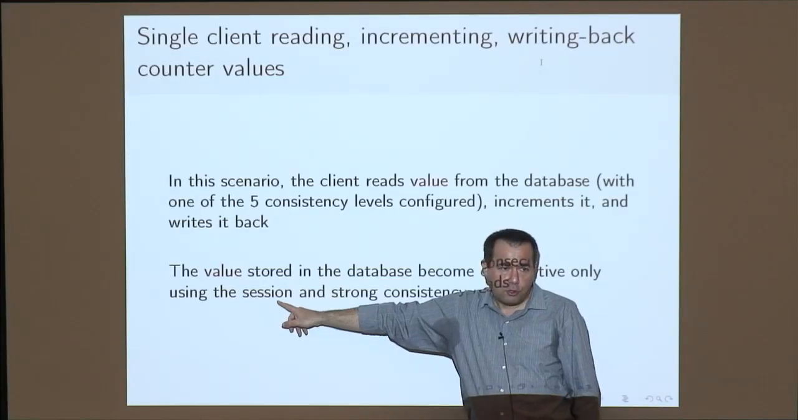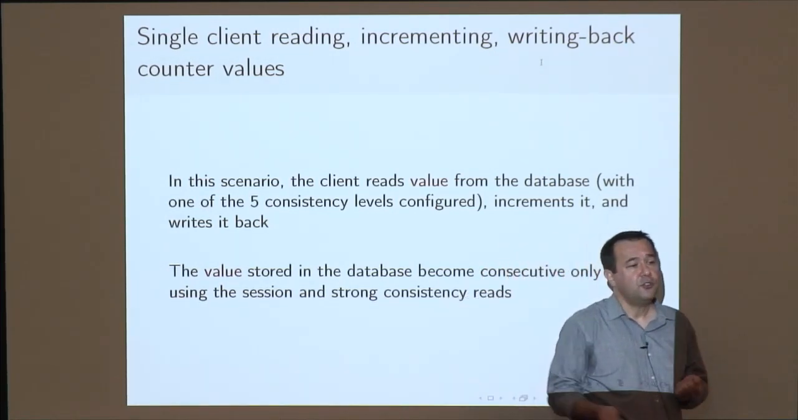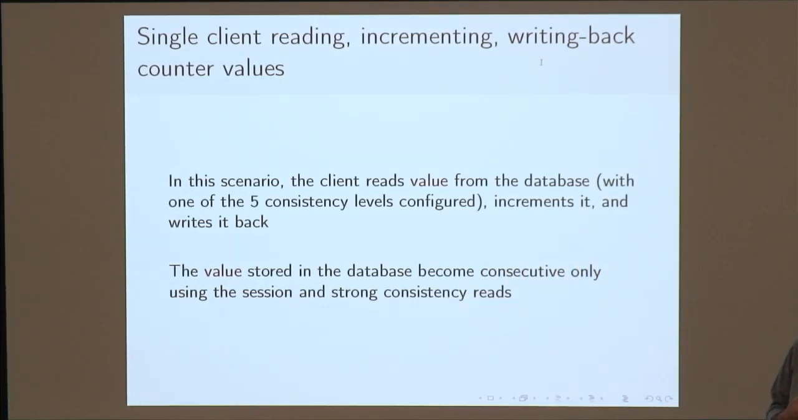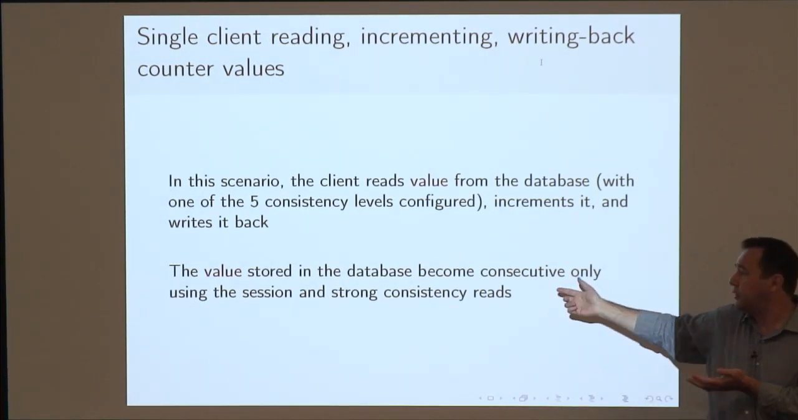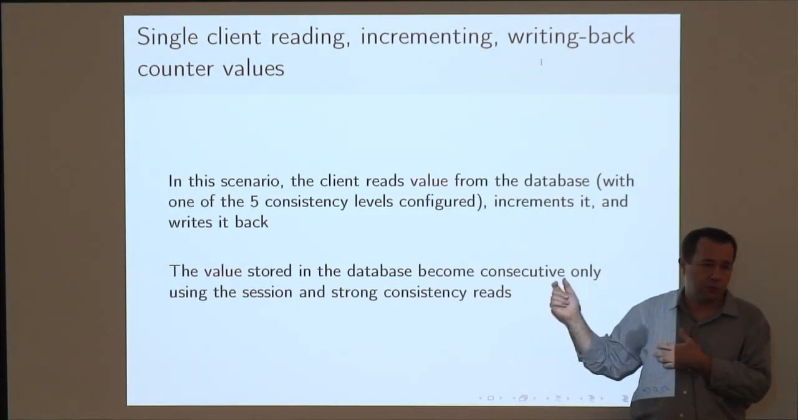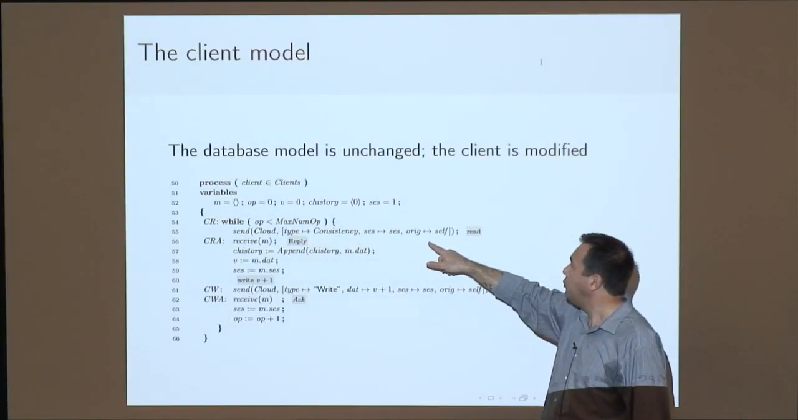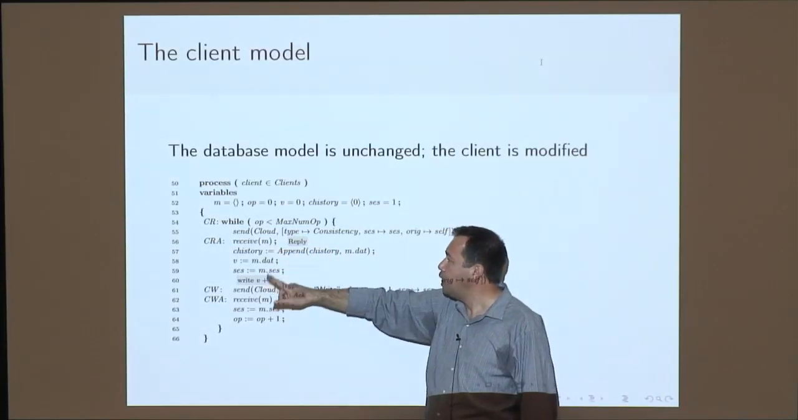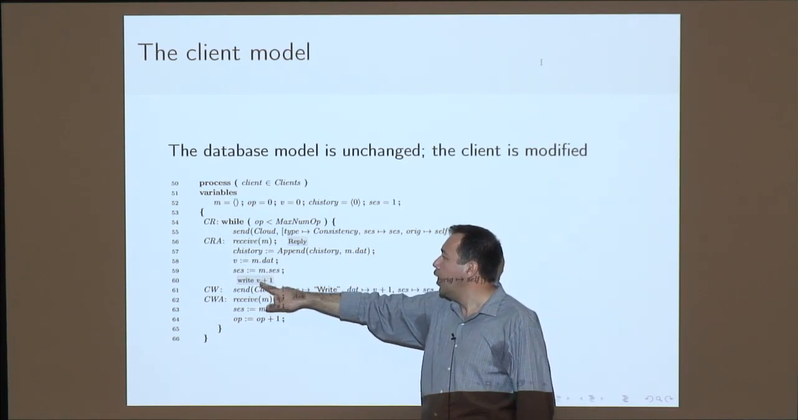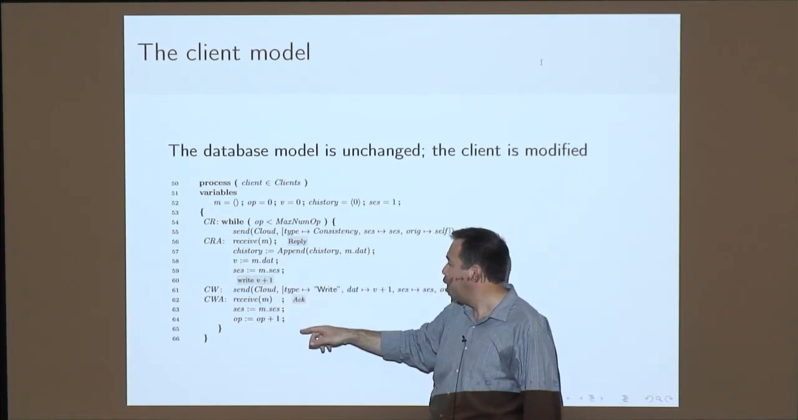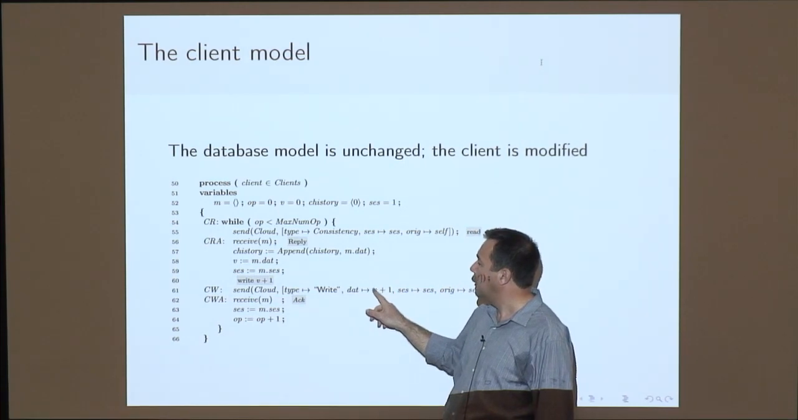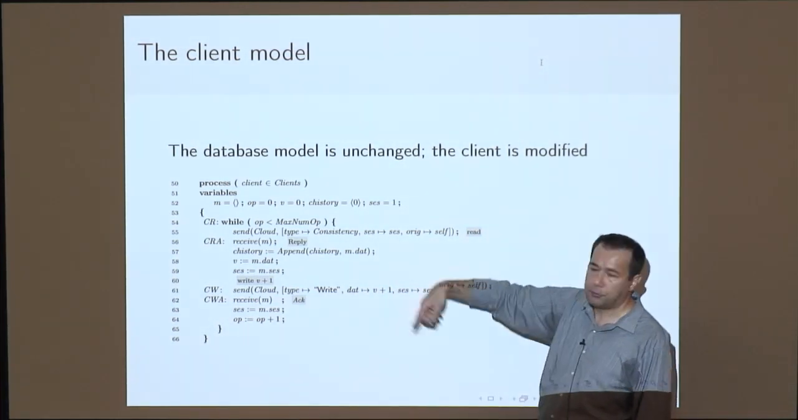For session, you also get consecutive because session says, read my own writes, right? If there is a single client, this also works, and for session, you also get a consecutive database. So this is the client just slightly modified. The rest of the model is unchanged. We modify the client so that the client first sends a read operation to the database, receives the reply, adds it to the C history, takes the value, increments it by 1, and writes back a number of times.